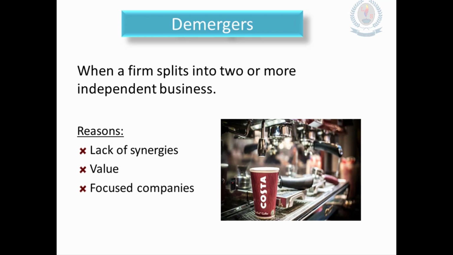Okay, demergers occur for a variety of reasons. First one, lack of synergies. Management may feel that there are no synergies between the parts of the firm. This means that one part of the firm has no impact on the more efficient and profitable running of the other part of the firm. Next one is value. The price of the demerged firm might be higher than the price of the single large firm. Next one is focused company.